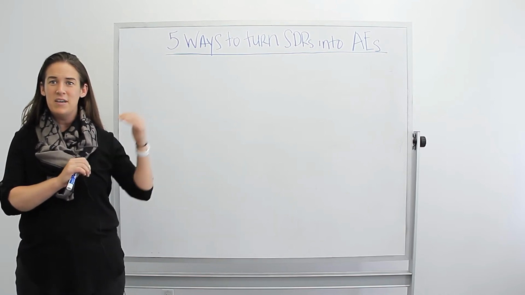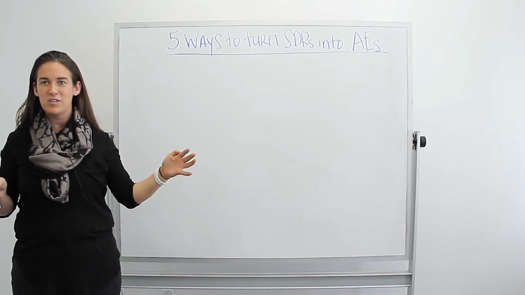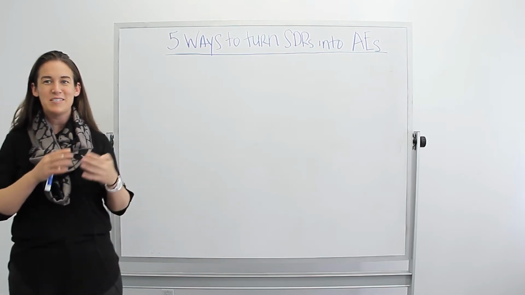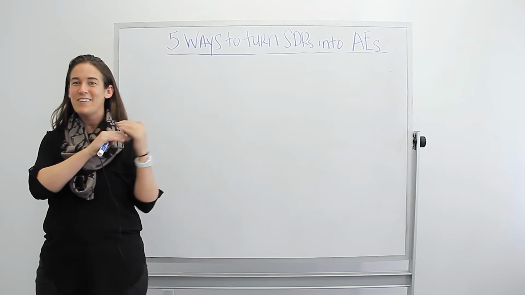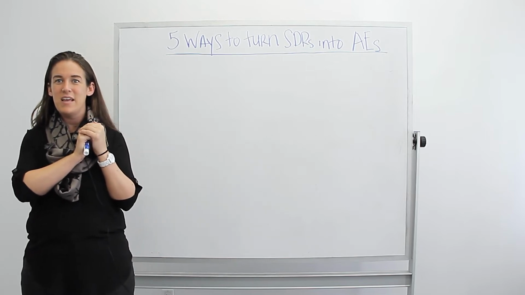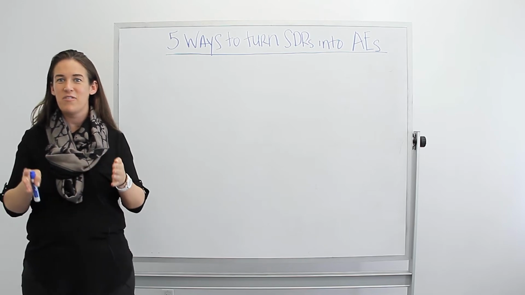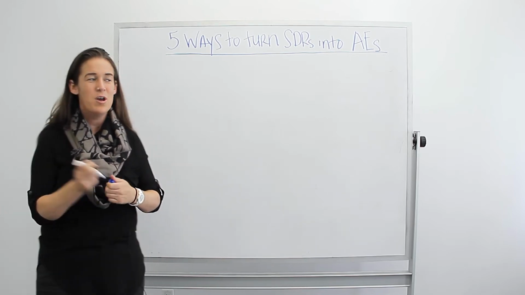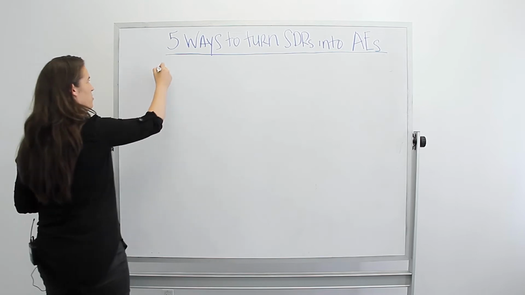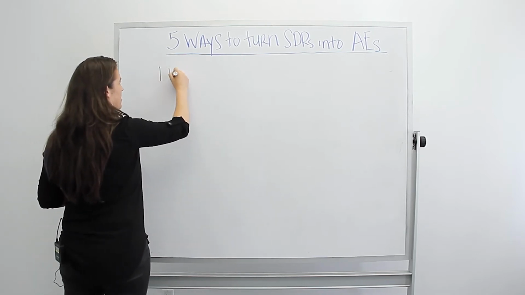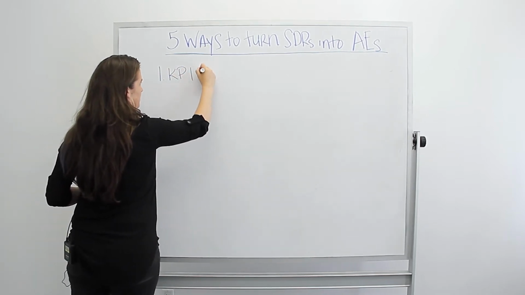And so in the meantime, while they're in my program and during their tenure, I want to secretly, behind the curtain as a manager, be turning them into an AE, so that whenever they do make that transition, they kill it for me as an account executive as well. So without further ado, let's start with number 1, KPI Systems.